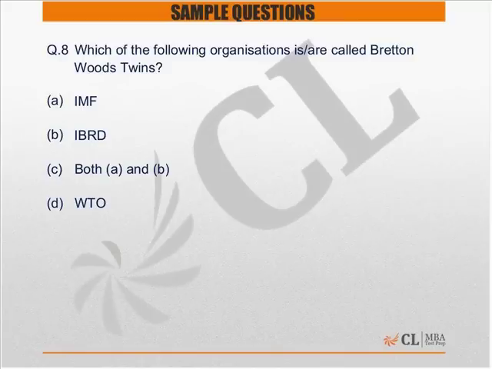So all friends with an option other than C, correct yourselves. Option C is the correct one. Both A and B, IMF and IBRD, came into existence following the Bretton Woods Conference in 1945. Bretton Woods is situated in the USA.